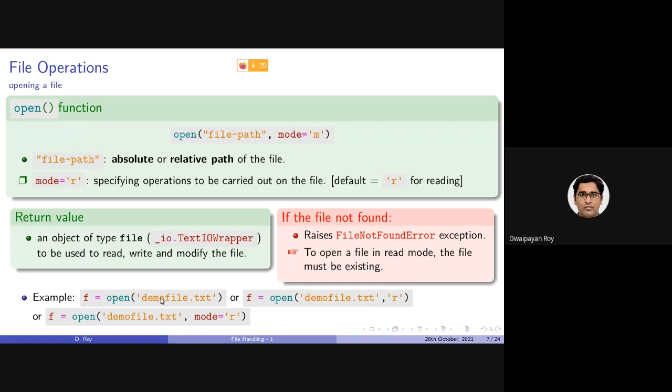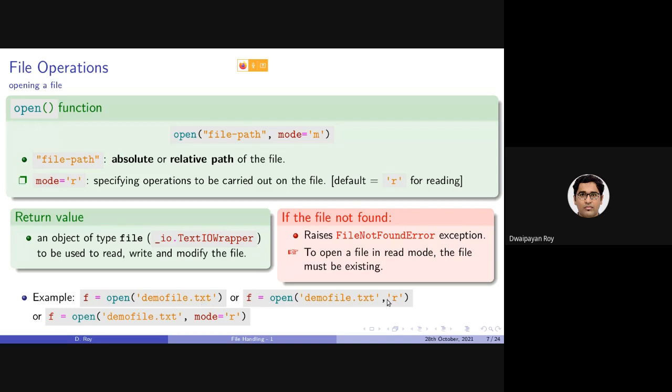F equals to open, then the name of the file. This is the object. Basically, as I said, the open file will be returned. The open function will be returning an object of type file, and that object is being stored here in F. Here, I am calling this open function with a single parameter, which is basically the file path. And as I am not putting any second parameter, by default, as I said, it will be considered for reading.